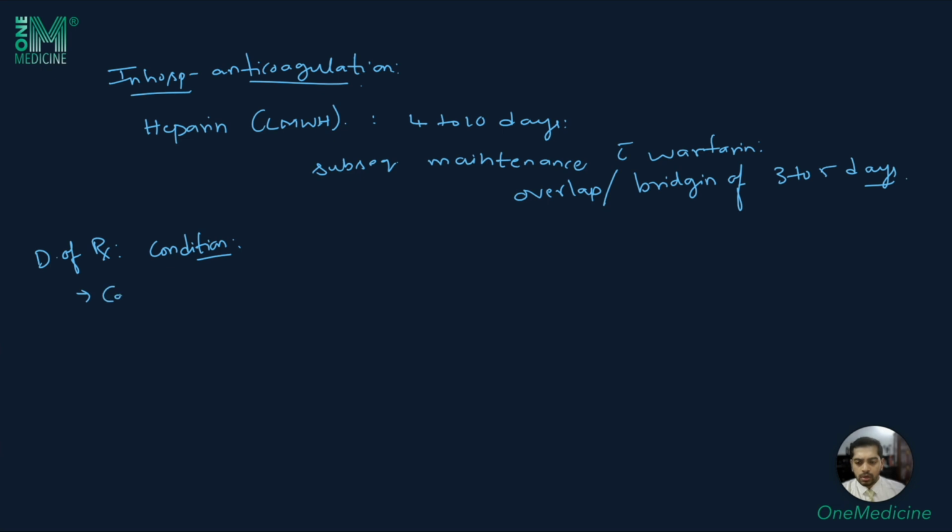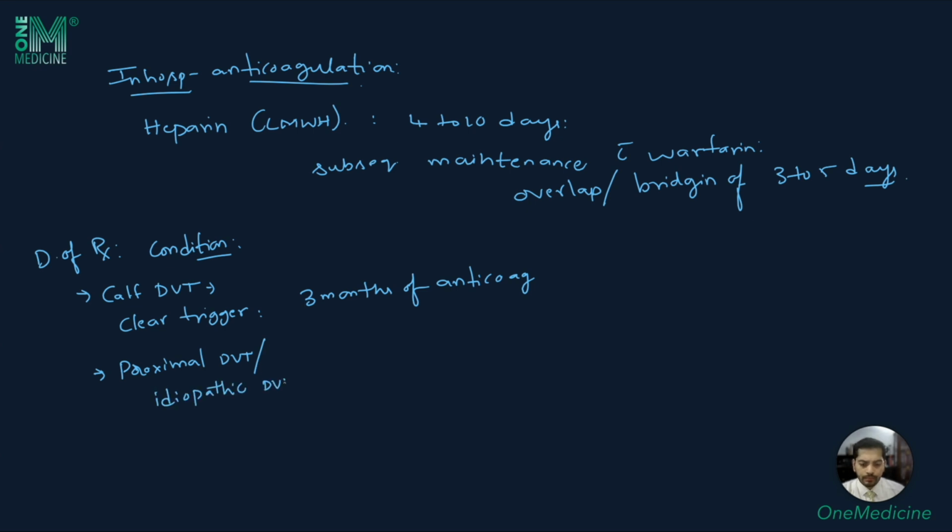Duration of therapy depends on the condition for which the anticoagulant is initiated. For example, a calf deep vein thrombosis with a clear trigger requires a minimum of 3 months of anticoagulation. For a patient with proximal deep vein thrombosis or the cause is unclear, that is idiopathic DVT, the anticoagulation is usually prolonged for up to 6 months to 12 months, that is 1 year. Pulmonary embolism also warrants a therapy with anticoagulants for at least 6 months to 1 year.